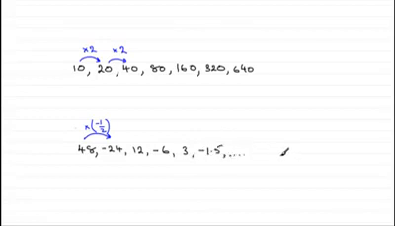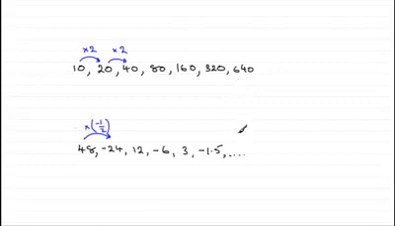Okay? Now, when we get sequences like this, where we multiply each term by a constant value, they're called geometric progressions or geometric sequences.